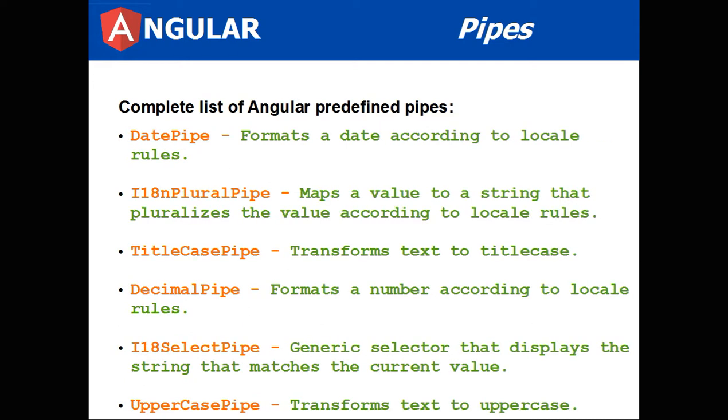Continuing, there's a date pipe. It formats a date according to locale rules. There's an I18N plural pipe that maps a value to a string that pluralizes the value according to locale rules. There's a title case pipe that transforms text to title case. There's a decimal pipe that formats a number according to locale rules. There's an I18N select pipe. It's a generic selector that displays the string that matches the current value. And there's an uppercase pipe that transforms text to uppercase.